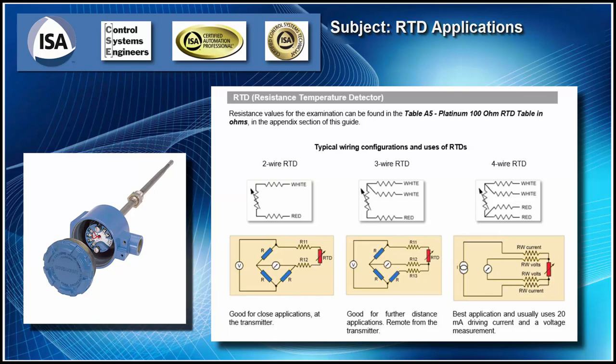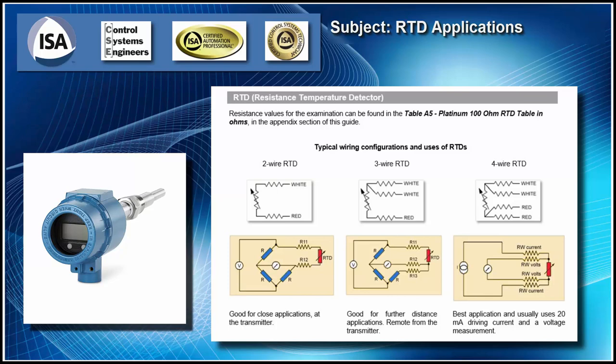Okay, here we're looking at applications of a 100 ohm platinum RTD table. Now, most RTDs are 100 ohm platinum, but there is different DINs. DIN is an acronym for the German Institute of Standardization, and it's similar to the American National Standards Institute. And so these set specifications for certain pieces of equipment. In this case, what type of RTD it is, and that would be the DIN rating of it.